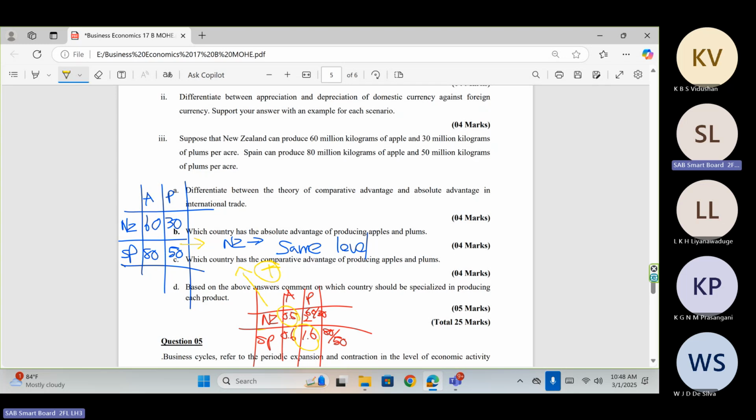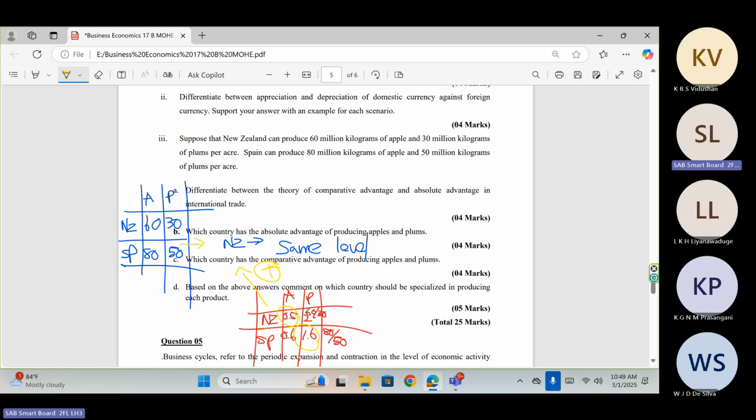Okay, in this, look at the words "based on the above answers". The very important thing is that you have to refer to these answers when you tell it. Then how can you refer? Looking at the absolute advantage, even though producing both products, when producing both products, absolute advantage is for Spain. Considering the comparative advantage, New Zealand has the comparative advantage of producing apples, and Spain has the comparative advantage of producing plums. That you have to write down.